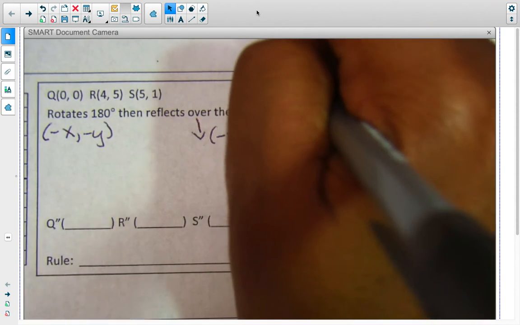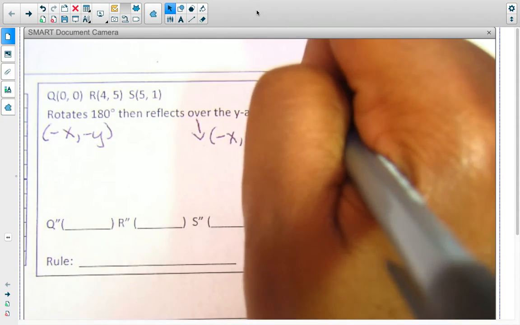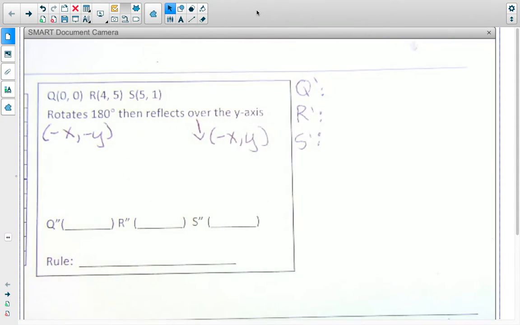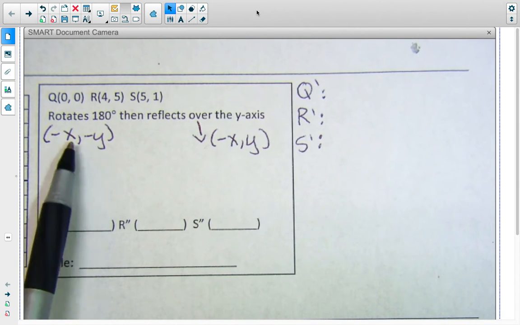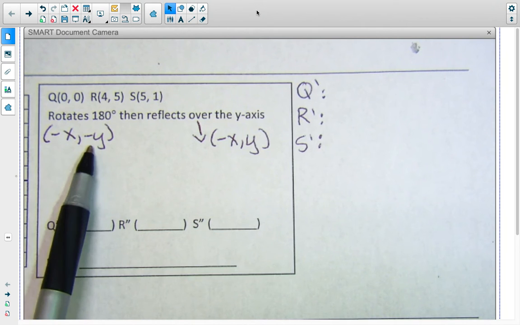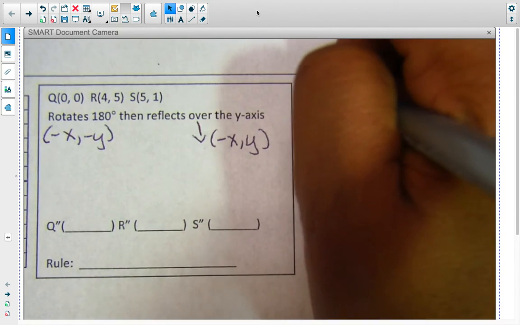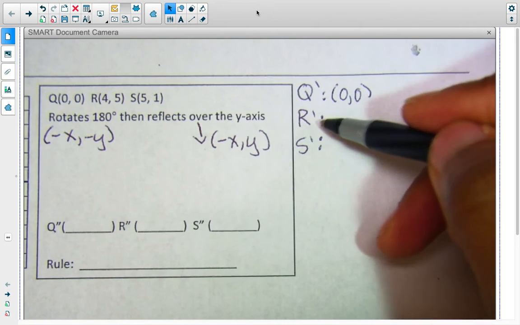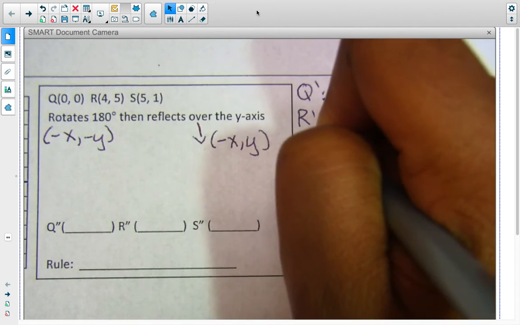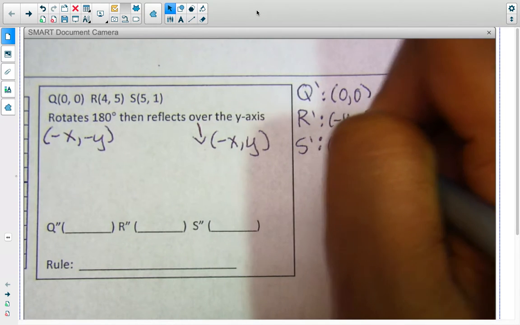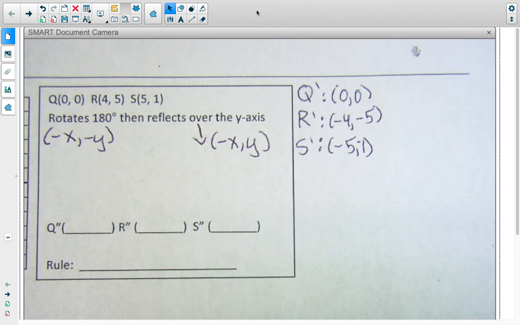So let's start with just regular Q, R, and S. So first we're going to do -x, -y. That means to change the signs of all your x's and y's to the opposite of what they are. So we're going to change all of these signs. So 0, 0 doesn't change anything. R prime will be -4, -5. And S prime will be -5, -1, excuse me.